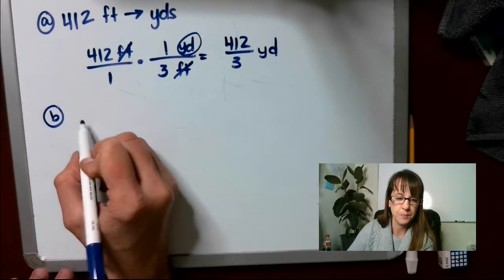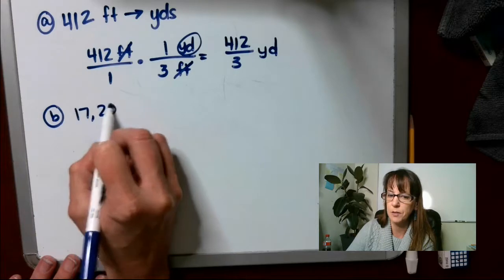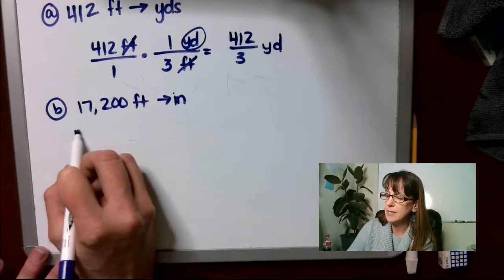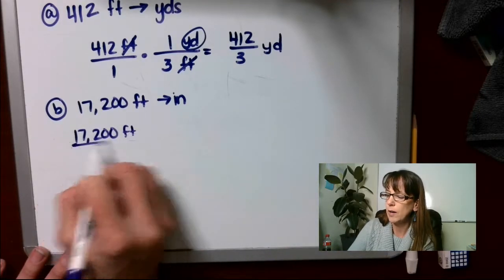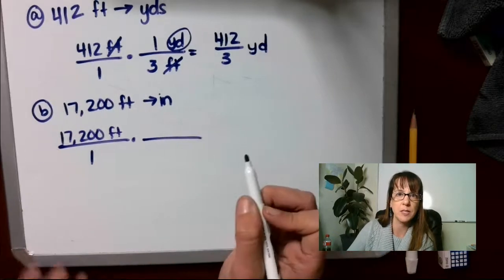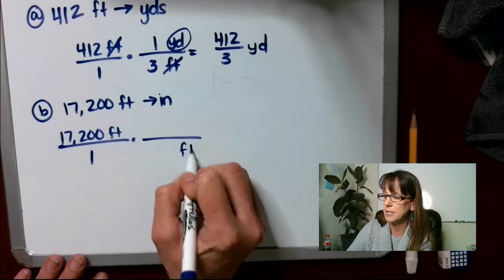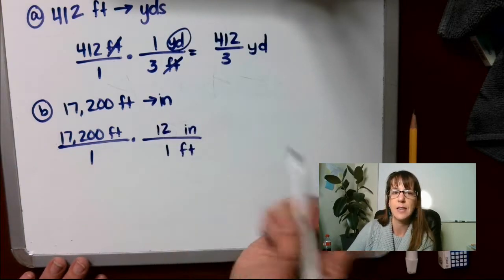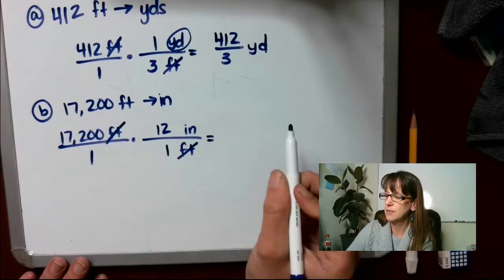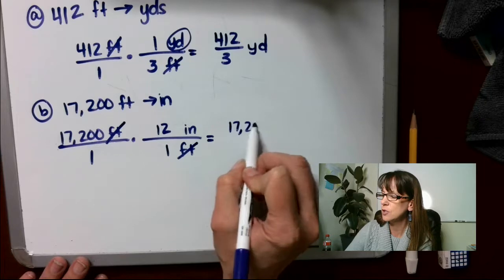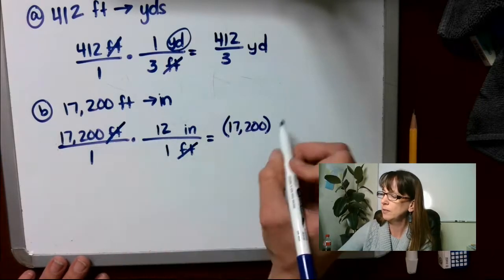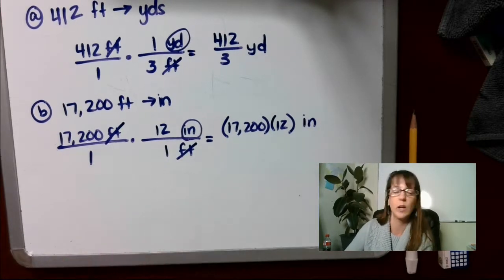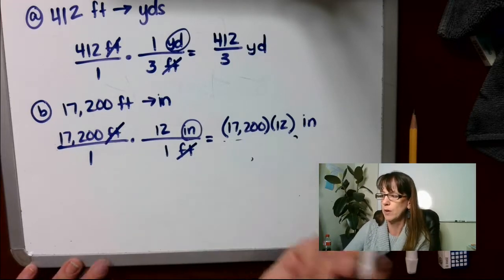All right, for B, we have 17,200 feet to inches. Okay, so we have 17,200 feet over 1 times, we're going to need to multiply this by something that equals 1. Feet's upstairs, so we're going to put it downstairs here. Feet down to inches, right? And in 1 foot, we have 12 inches. Upstairs, we have 17,200 times 12, and the remaining unit that we have is inches. Downstairs, we have 1 times 1, which is 1, so we're good.